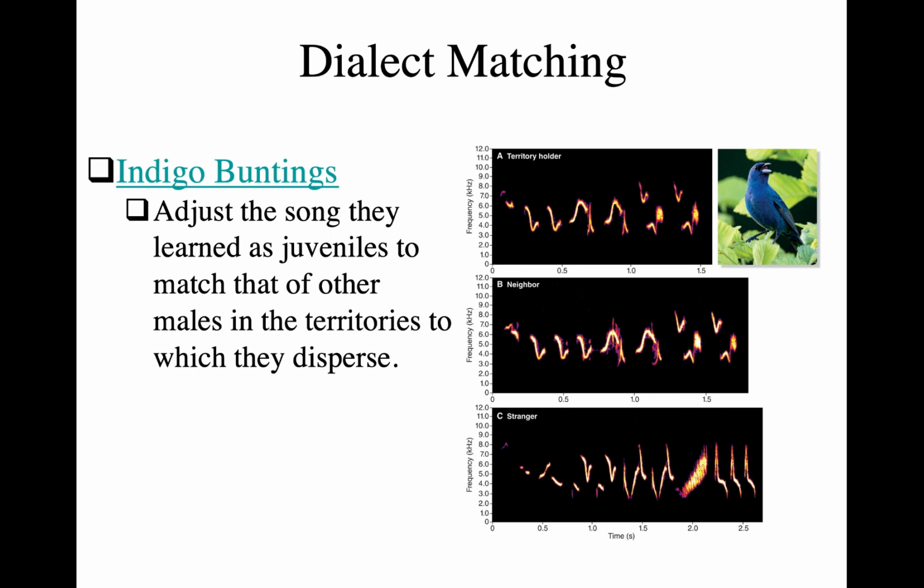So a juvenile that may have heard a model from its neighborhood may use that in part as a template for developing its song, but will also listen to neighbors in the new territory area that it is trying to establish and use that as part of the song crystallization process. And so you can see some of the variation in indigo buntings here. You can clearly see that the top two are in the same territorial neighborhood. So here's territory A, here's territory B. Very similar songs, very different from a stranger from a different neighborhood.